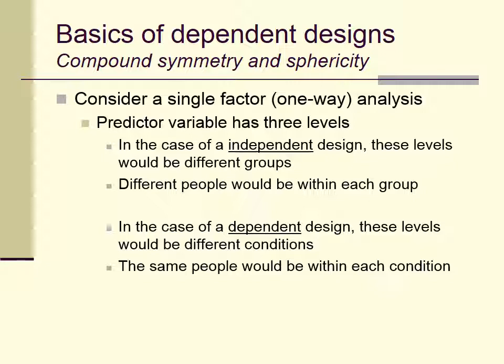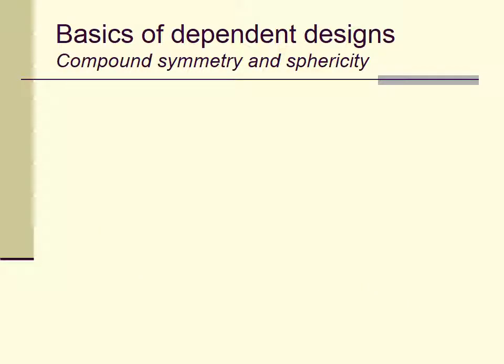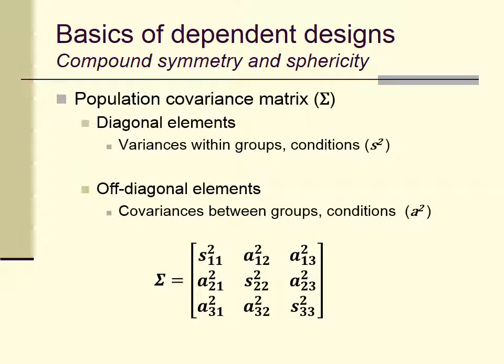So regardless of whether we're in an independent or a dependent design, we can make a special matrix to describe the relationships between the measures that we make for these different levels. And this matrix is called a population covariance matrix, or sometimes called a variance covariance matrix. The basic idea of this matrix, and by the way, matrix just means a rectangular arrangement of numbers. In this case, these numbers correspond to, on the diagonal, the variances within each group or condition, and on the off diagonal, the covariances between the groups and conditions.